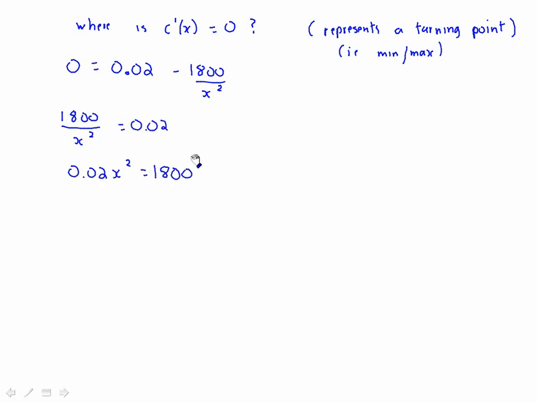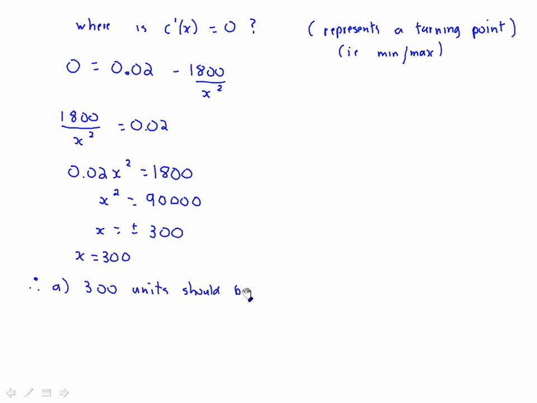Math is fairly simple. Divide by 0.02. You're going to get a big number. x squared is equal to 90,000. Now when we take the square root, we'll get 300, plus or minus, but we can only keep the positive answer. So x equals positive 300. So therefore, for question A, 300 units should be produced to minimize the cost.